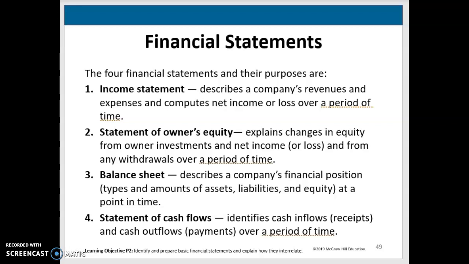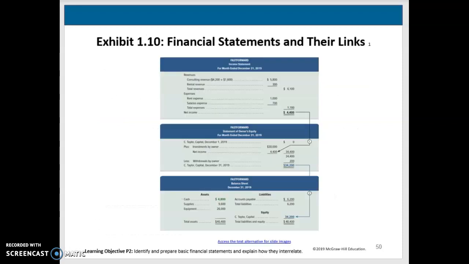So it kind of gives us a snapshot of a company. And then the last one is the statement of cash flows. And it identifies the changes in the cash account from the beginning of the period to the end. So let's look at what the layout looks like for them. And again, these are in your book, so you'll be able to see them in better detail.